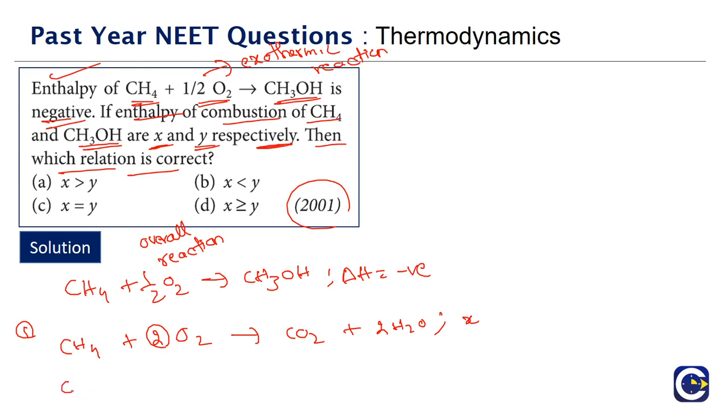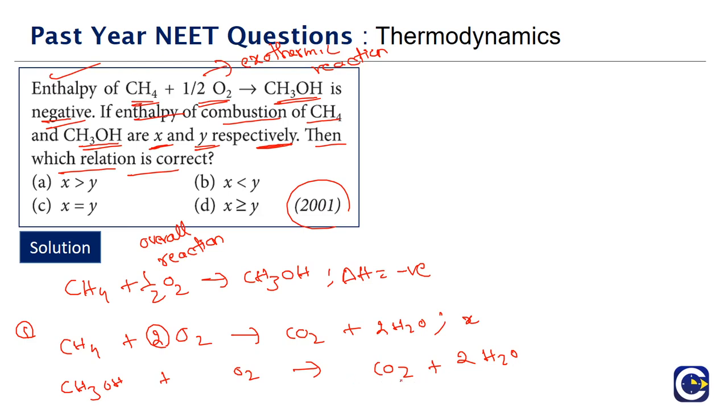Enthalpy of combustion of methanol, CH3OH. Here also, after writing the equation, we must balance the oxygens. So it will be giving us CO2 plus 2H2O. And what about the oxygens?